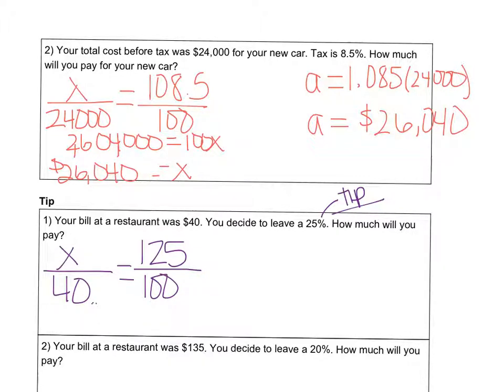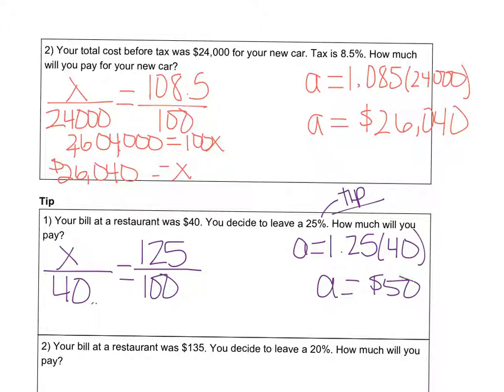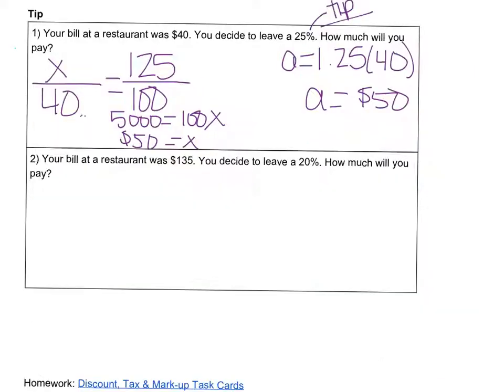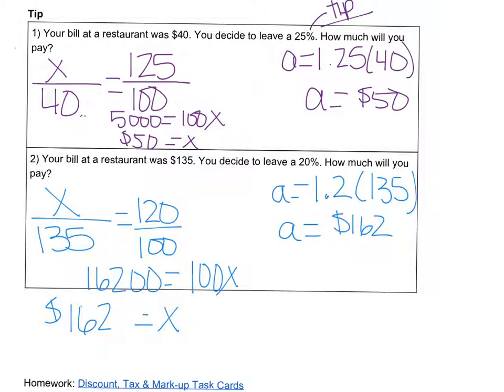If you wanted to set up the equation, A equals 1.25 times 40. If I put that in the calculator, A equals $50. Or if I cross multiplied, I would get 5,000 equals 100x, and x is 50. Wonderful. Let's go ahead. You do number 2 on the tip part, and let's see if we get the same answer again. Hopefully we got the same answer, $162.